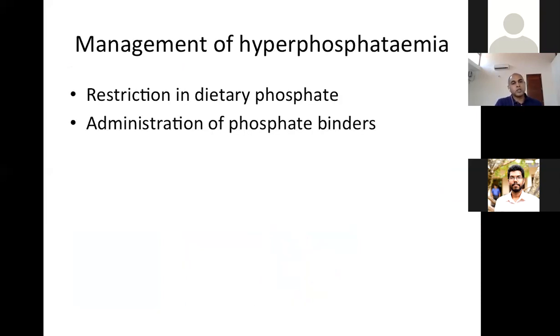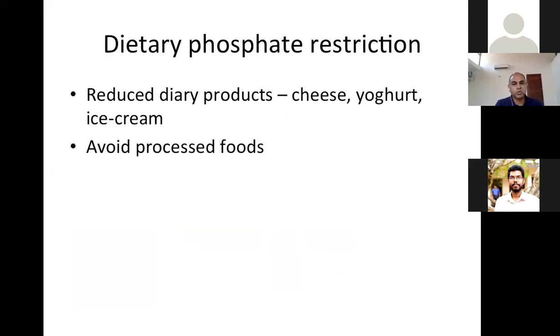So one of the key aspects of managing mineral bone disorders, and one of the earliest changes to get, is this high phosphate level. So the important thing is to first ask the patients to reduce the dietary phosphate and also to administer phosphate binders. So we'll take one by one. You need to know what the sources of high phosphate are. It's mainly found in dairy products, cheese, yogurt, ice cream.